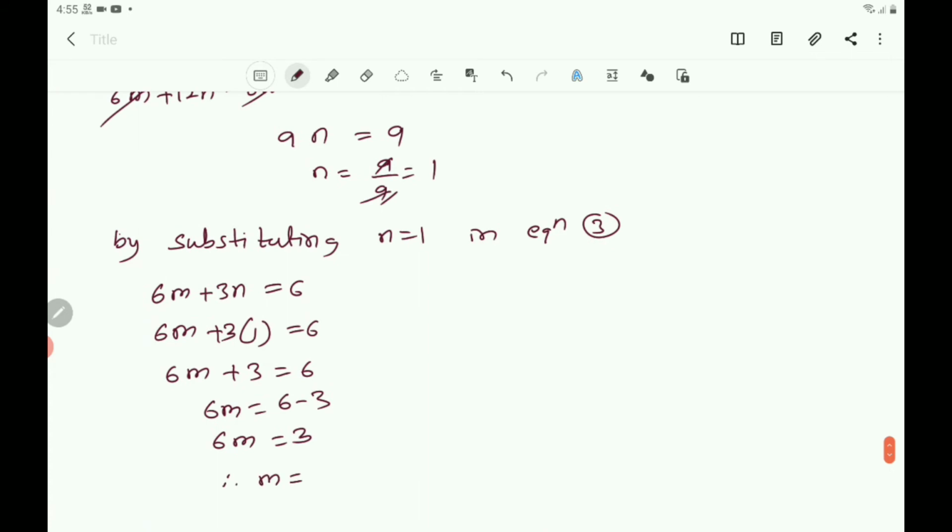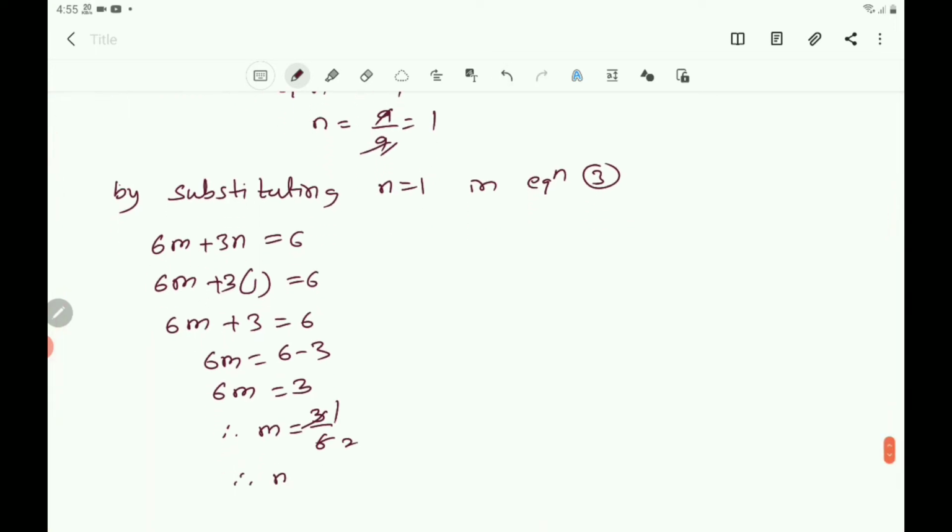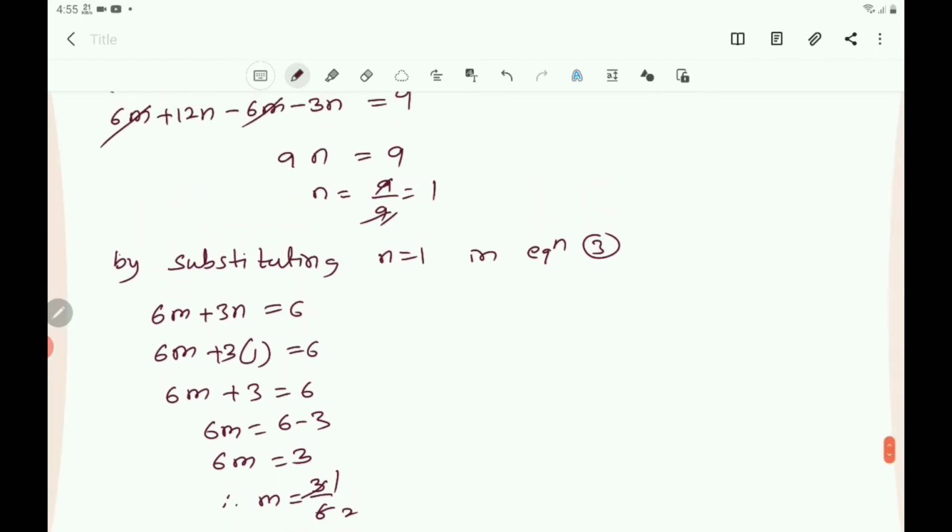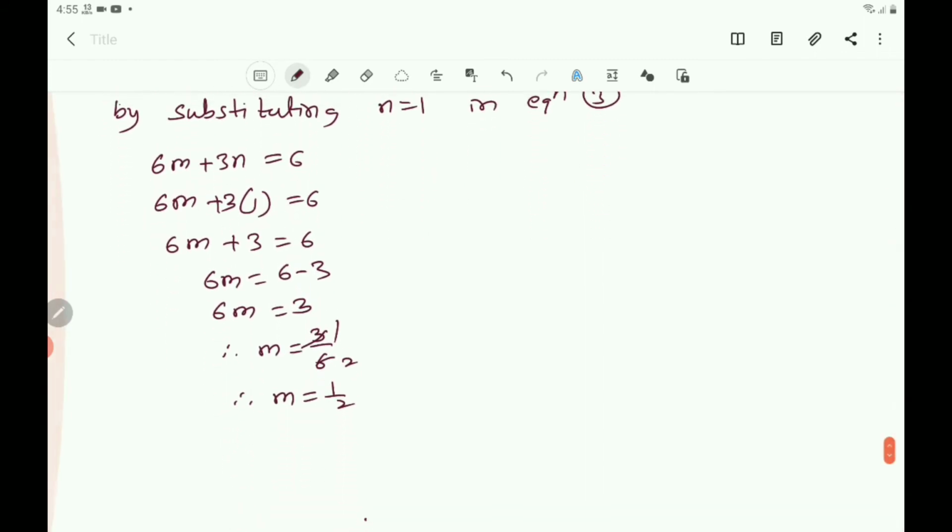Therefore, m equals what? Here 6 minus 3 is 3. 6m equals 3 you got. That becomes 3 by 6. m equals 3 by 6. 3 ones are 3, 3 twos are 6. Therefore, you got m equals 1 by 2.